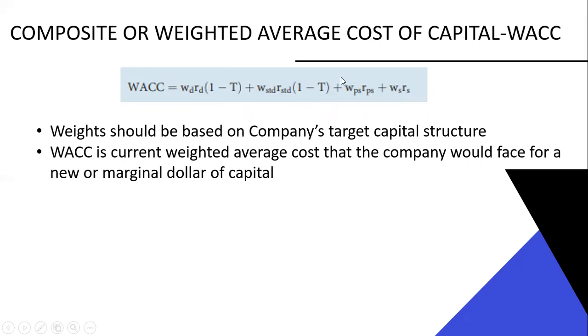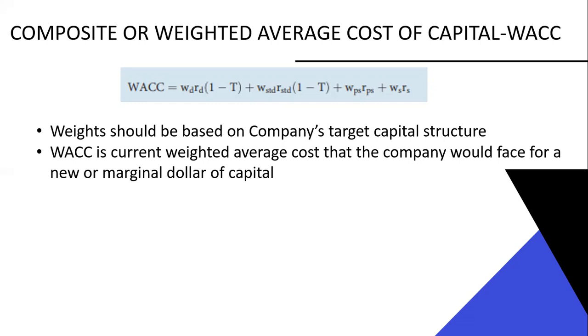And for our purposes, you can just ignore this. I really didn't go into it. So we have one component, two component, and three component. The first one is the debt, the second is preferred stock, and the third is the common stock. Now we also see these W values over here, and this is basically the weight of each one of these components. The weights should be based on the company's target capital structure.